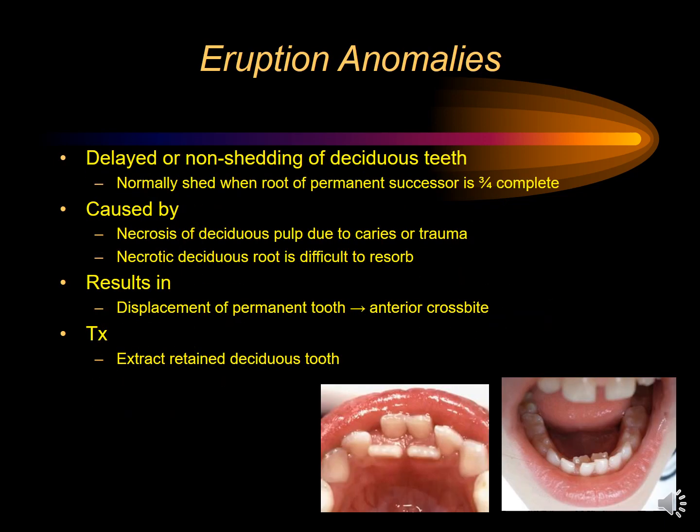Okay, in the local factors, we can have eruption anomalies that can be delayed or non-shedding of the deciduous teeth. Now, deciduous teeth are normally shed when the root of the permanent successor is about 3/4 complete. A delayed eruption is caused by necrosis of the deciduous pulp due to caries or trauma, and the necrotic deciduous tooth usually doesn't resolve easily. This can result in displacement of the permanent tooth, leading to a possible anterior crossbite. The treatment is to extract the retained deciduous tooth as soon as possible to allow the permanent teeth to align.